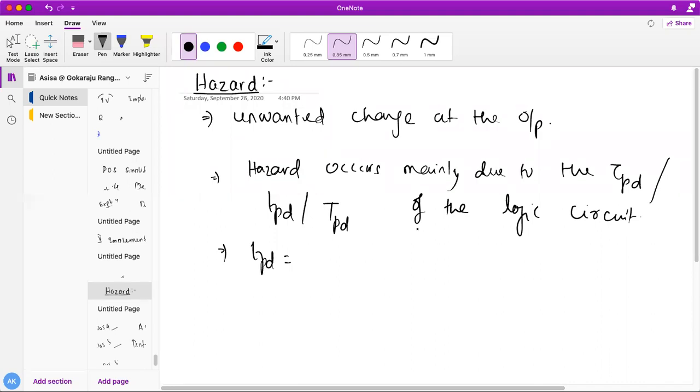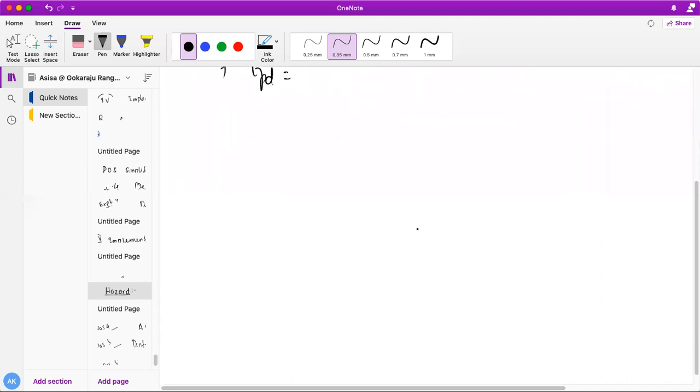Now let's say the question I am giving here, how would be the questions you can expect from this? For the given circuit, determine the output waveform.